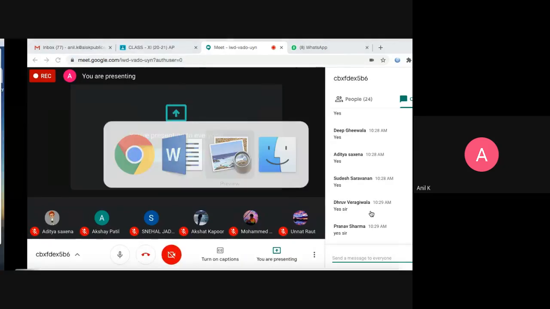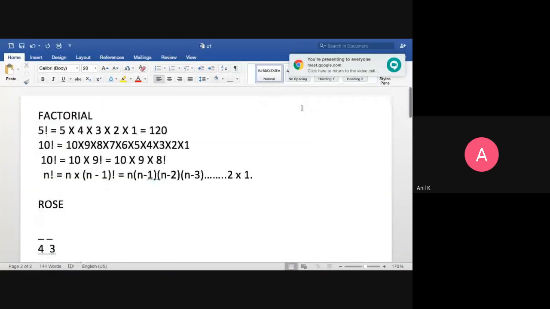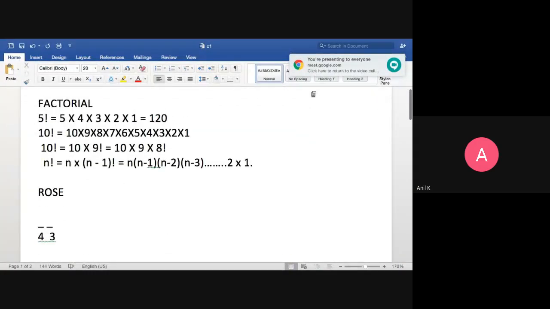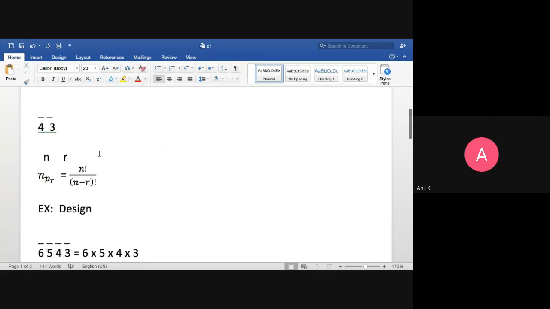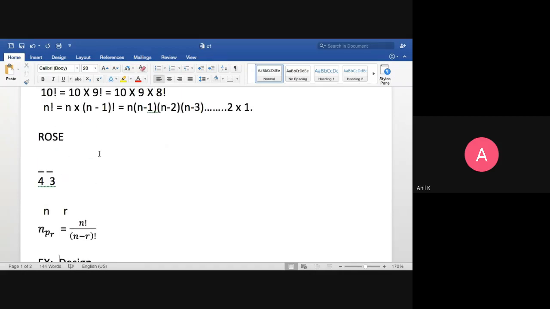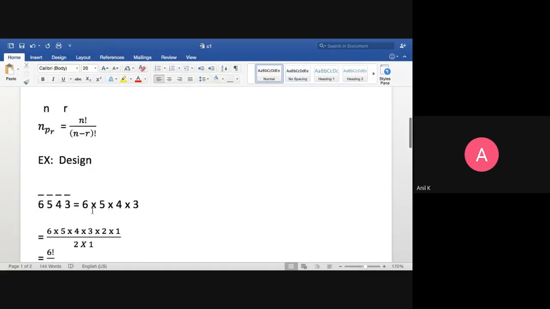Now, next topic we can say. Here, for example, the word ROSC, or here I use the word DESIGN. In all of these there is no repetition of the letters. R is coming only once, O is coming only once, S, E, there is no repetition of any of the alphabet. Even in DESIGN, there is no repetition of the alphabets.